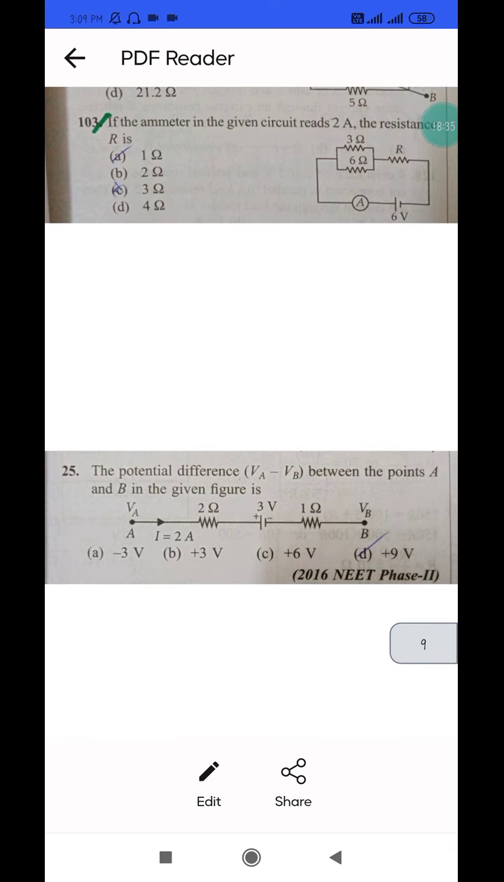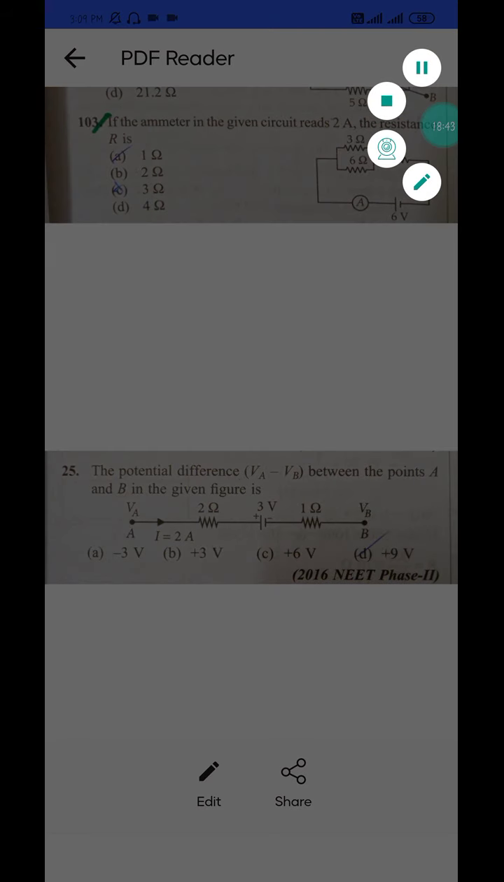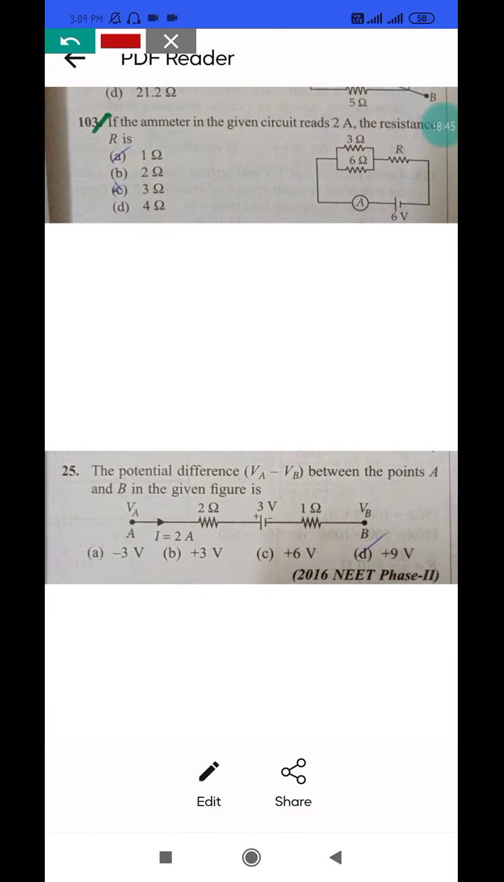Now let us do the next one. If the current in the ammeter circuit reads 2 ampere, the resistance R value is, so quite a different problem. It's not a different one, but we already solved this kind of problem. But the thing is, we have to find out the resistance. The ammeter current is given to us, so we just have to find the equivalent resistance.